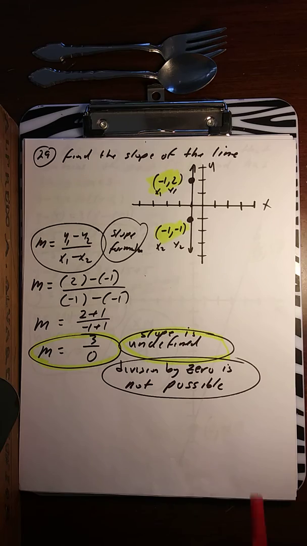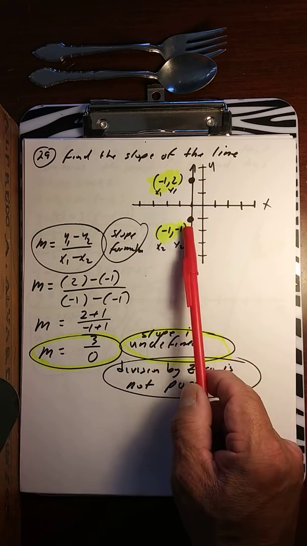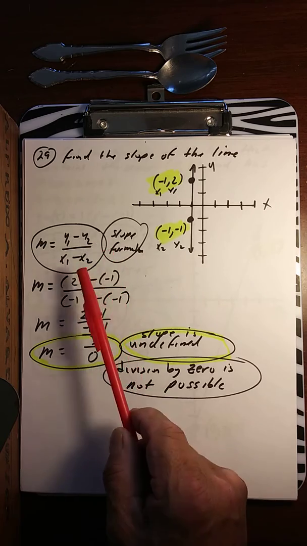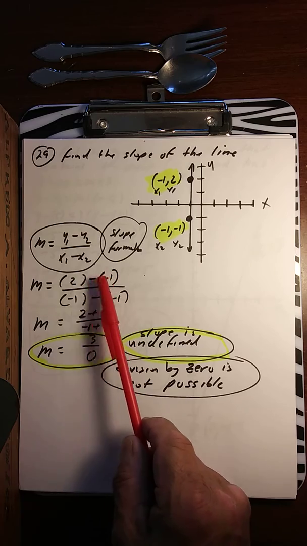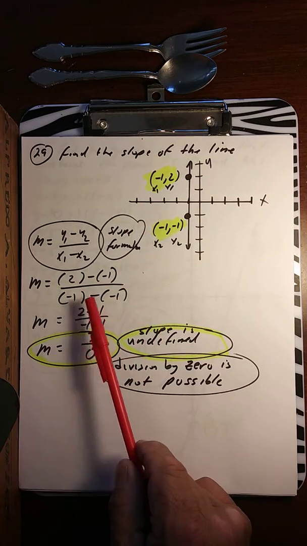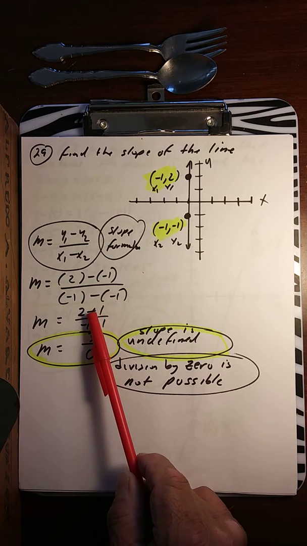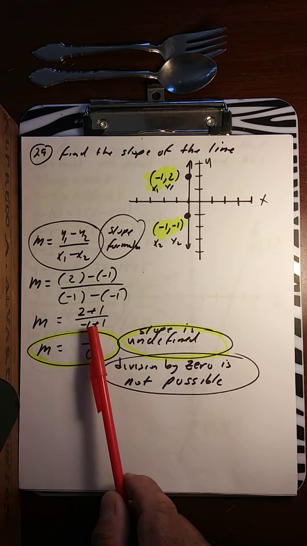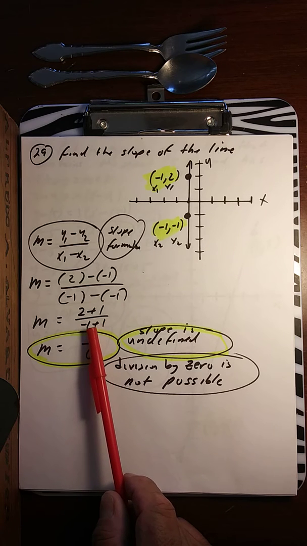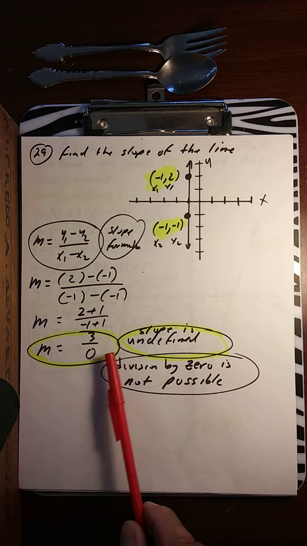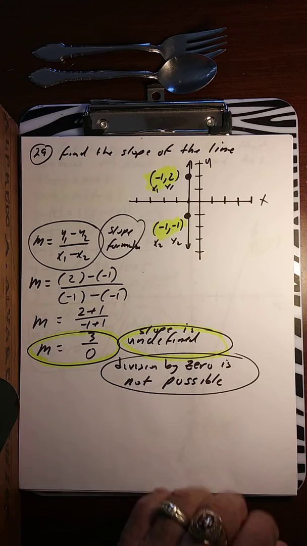Find the slope of the line. This one here: negative 1 and 2, and negative 1, negative 1. So formula again. Put the numbers in there. Put the y1, y2 in there, and put the x1, x2 in there. So now we have 2 minus negative 1, it's going to be 2 plus 1. 3 on top, the numerator. In the denominator we have negative 1 minus negative 1, that's 0. 3 divided by 0. Slope is undefined. Division by 0 is not possible.